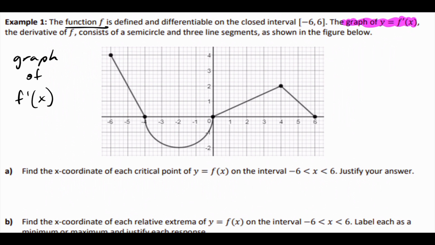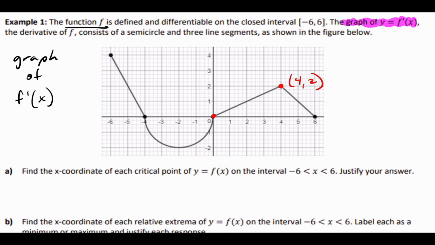Okay? So when I say this dot here, let me give you an example. This dot here is at (4, 2). That means in the original graph, which we don't have, when x equals 4, the slope is 2. It has a slope of 2. It means it's increasing. It means at 4, the original is increasing. Okay? Let me pick another point.